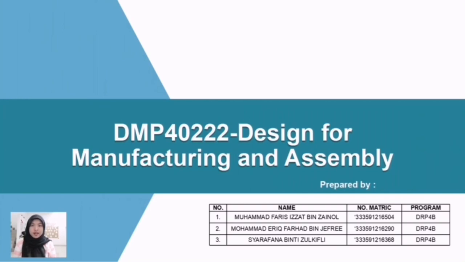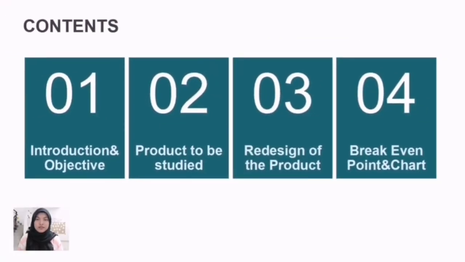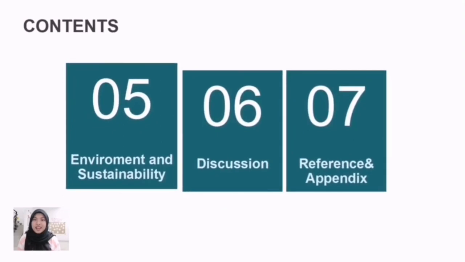Today, I want to present about our product. Our product is telephone. The table of content: Number 1, introduction and objective. Number 2, product to be studied. Number 3, redesign to the product. Number 4, break-even point and chart. Number 5, environment and sustainability. Number 6, discussion. And number 7, reference and appendix.